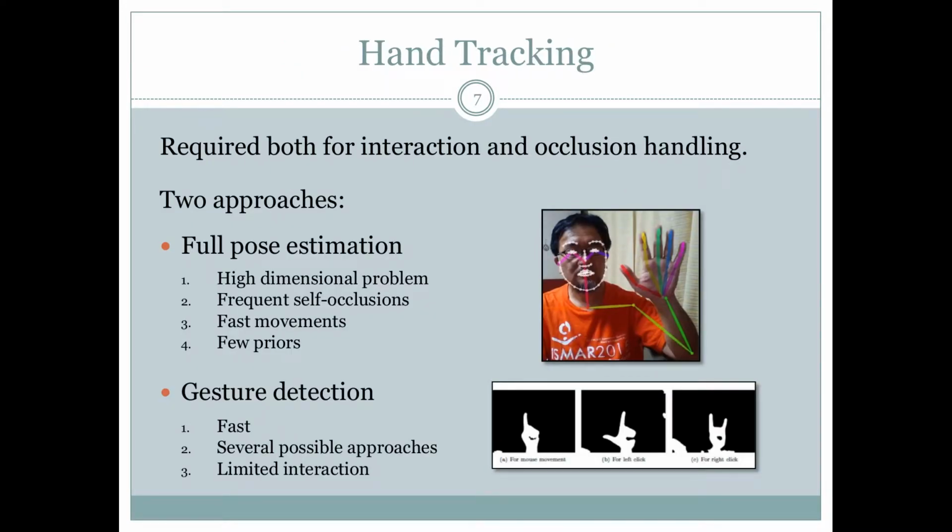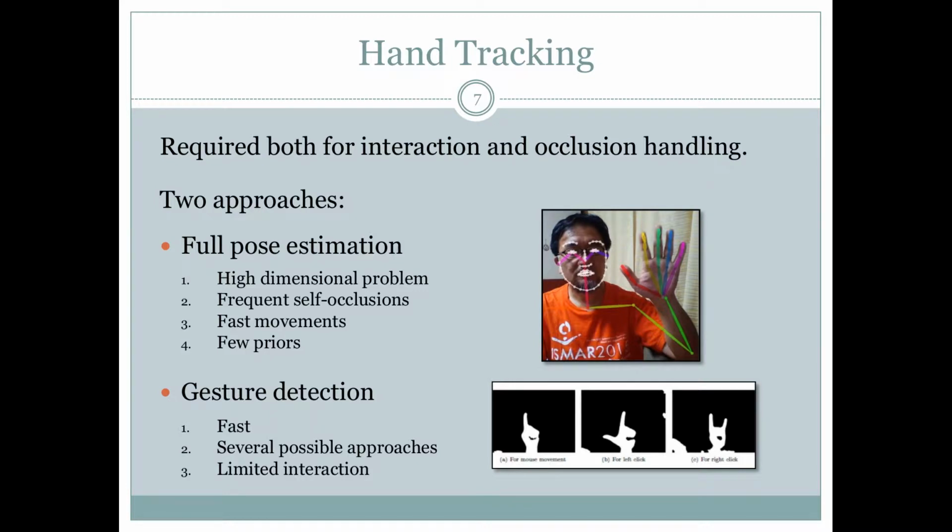Regarding hand tracking, registering the hand is related to environmental registration in some ways, because we need to register an inner representation of the hand for interacting with the objects, and also to handle the occlusions between our hands and the virtual imagery. There are two main approaches to hand detection and tracking. The first approach is to perform a full pose estimation of the hand, while the second approach is to perform a simple gesture detection.